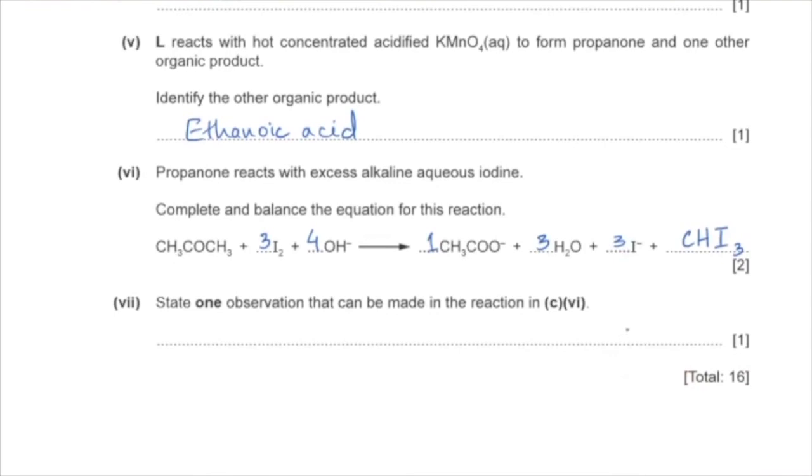Part 7, state one observation that can be made in the reaction in part 6. That's a yellow precipitate, which is due to triiodomethane. So yellow precipitate.